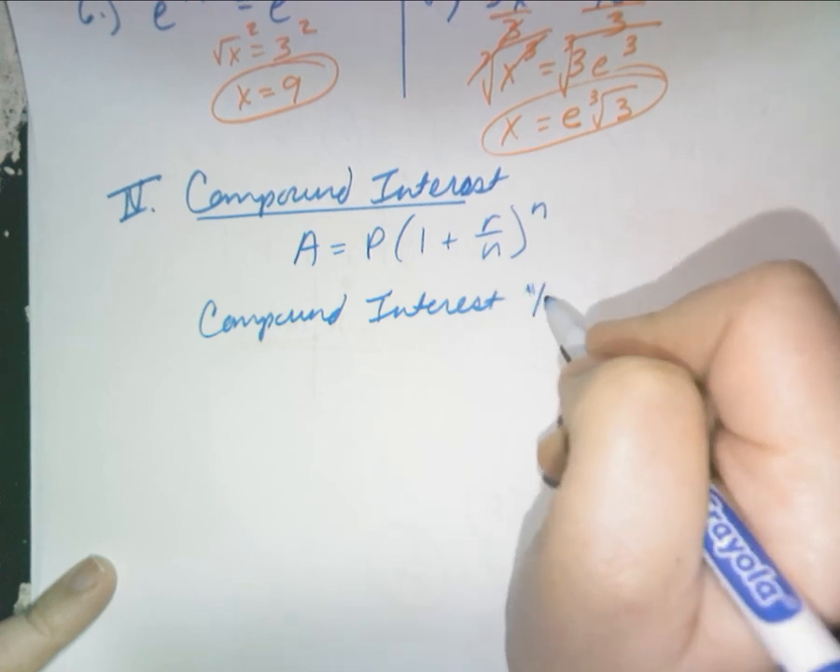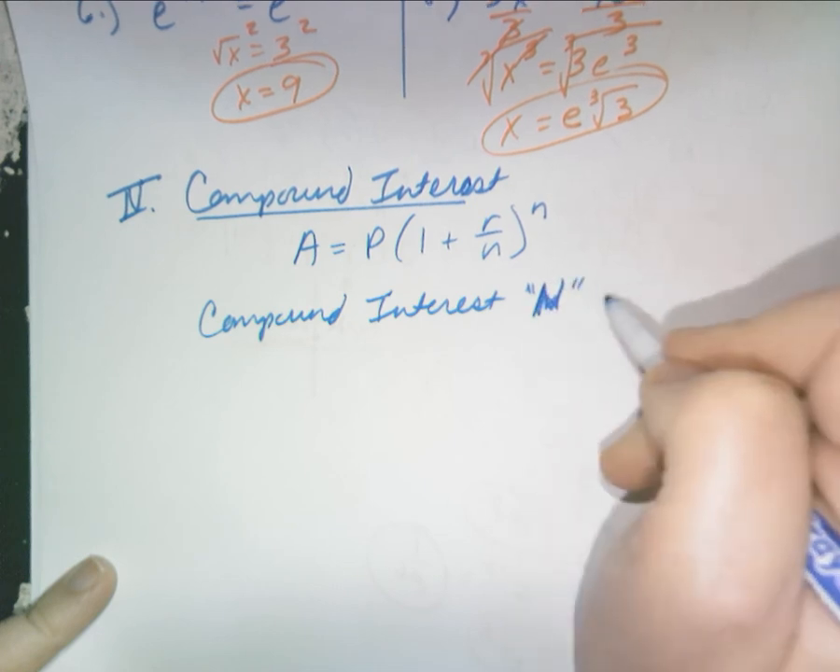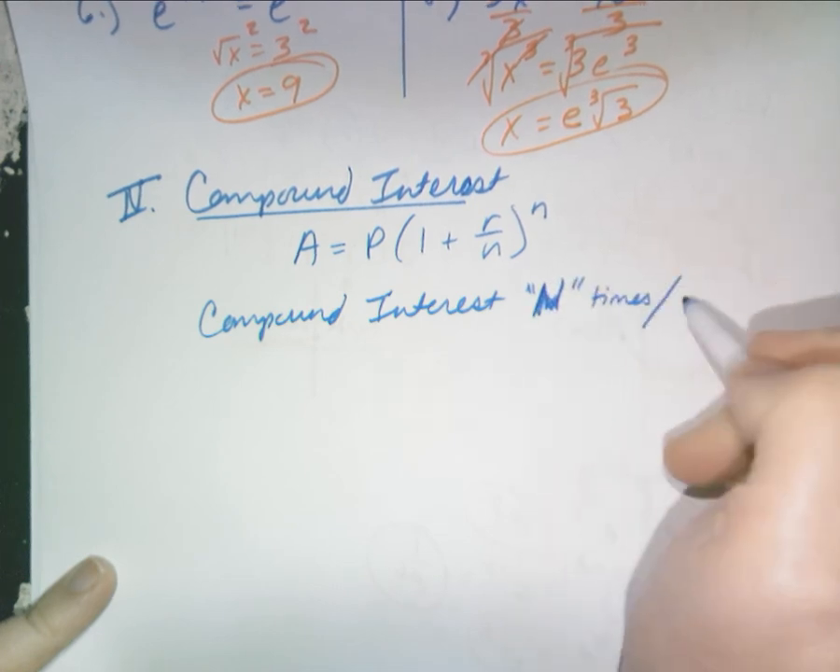N times per year. Oh, I don't know what happened there. I think that was supposed to be an N. N times per year.